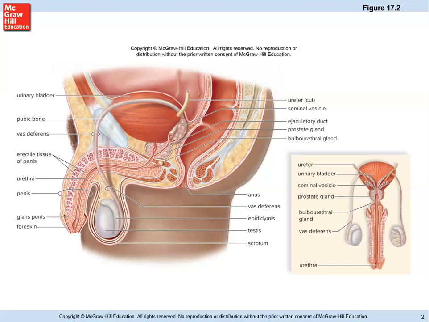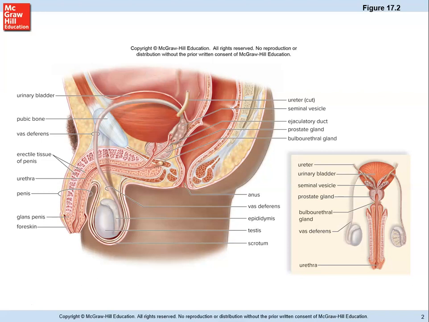So when that vas deferens loops back around into the system, it actually goes over the top of and behind the bladder, and then connects up to the rest of the system. And the first thing it connects to are seminal vesicles. Seminal vesicles are some accessory organs of reproduction. They make some fluid. So sperm itself only comprises about 10% of the total ejaculate.